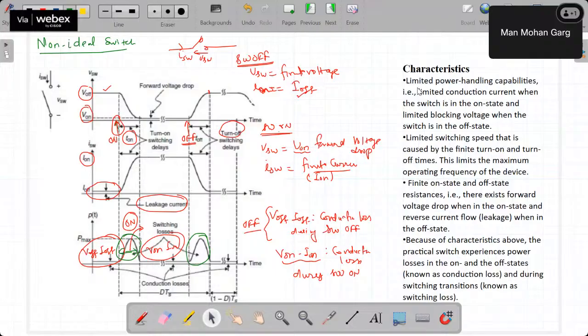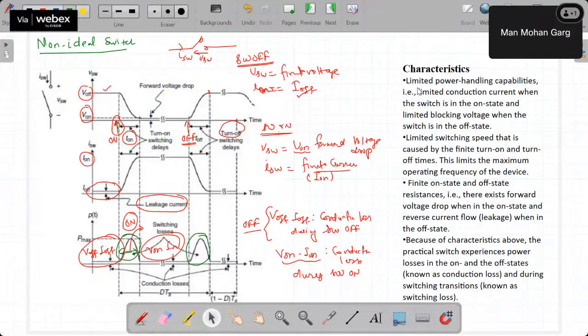A practical device, yes, it depends upon the switch. If the value of I is 0, then obviously that will not be there. That's correct, but again it depends upon the switch to switch. So we are considering it, okay.